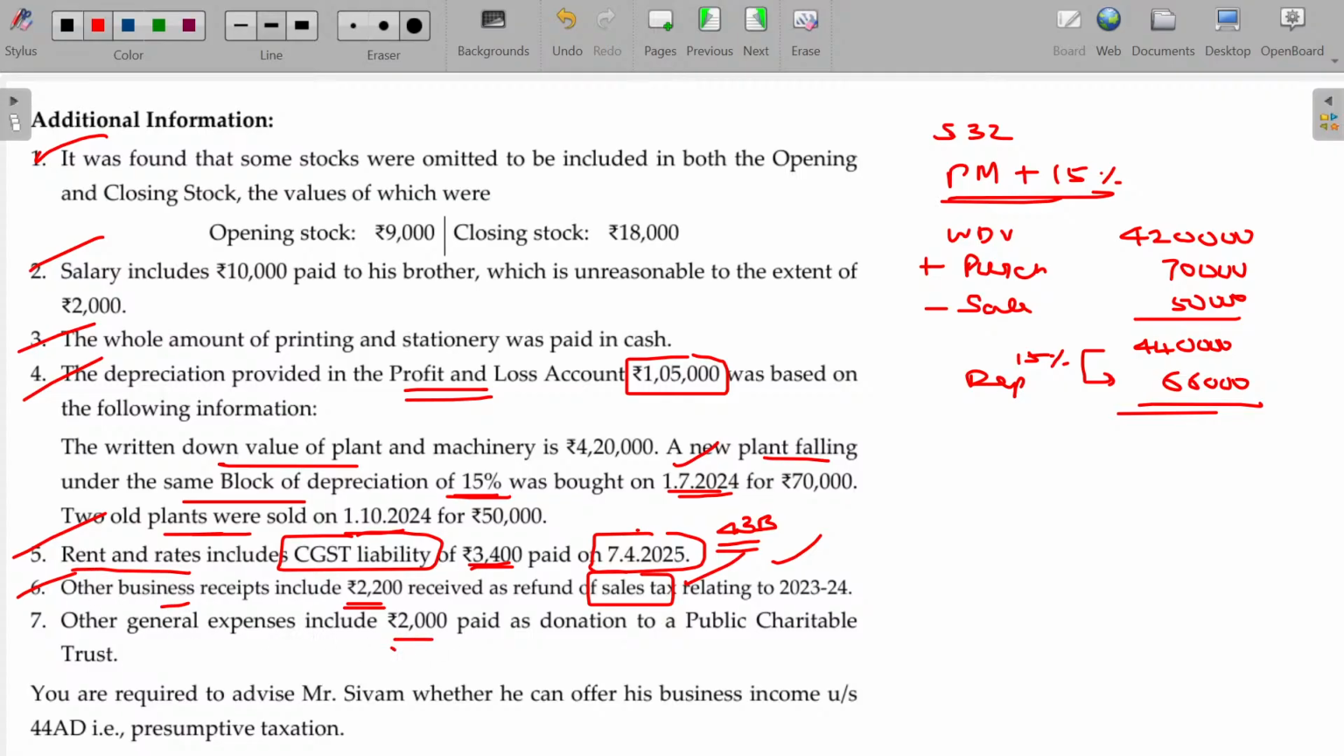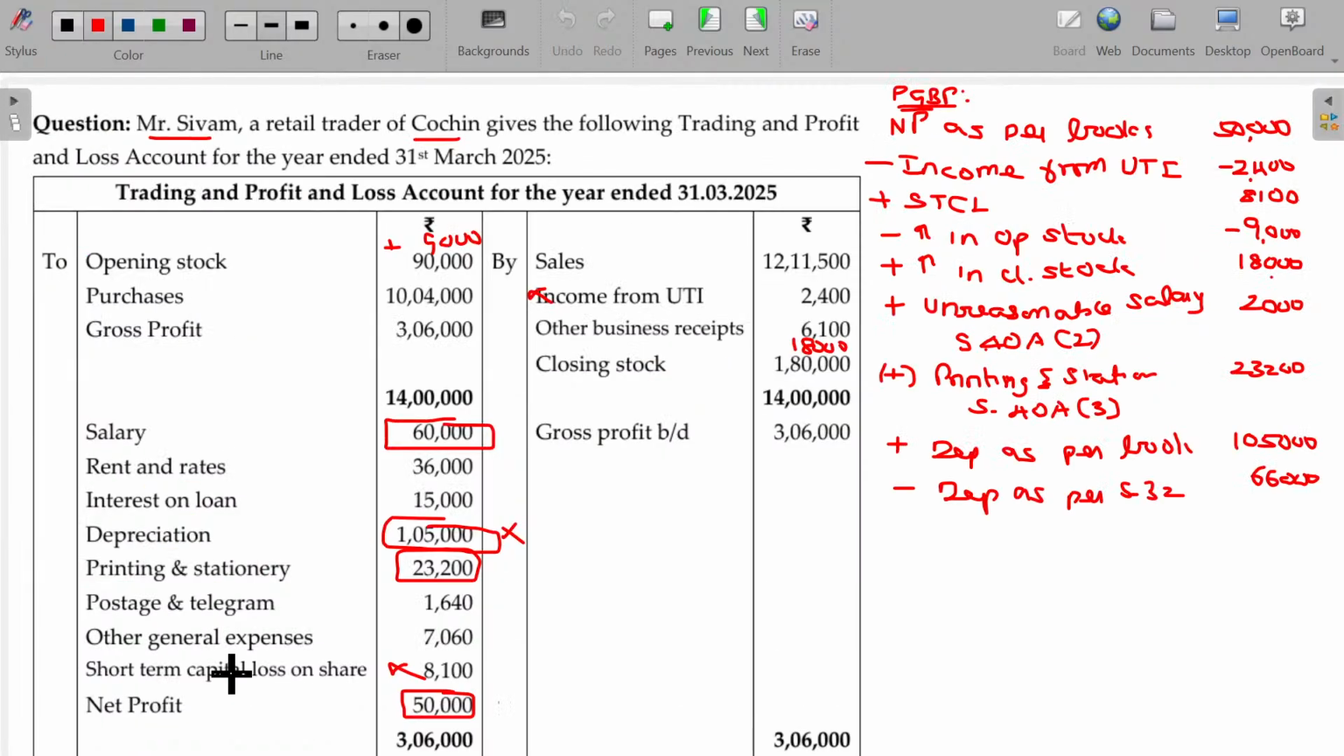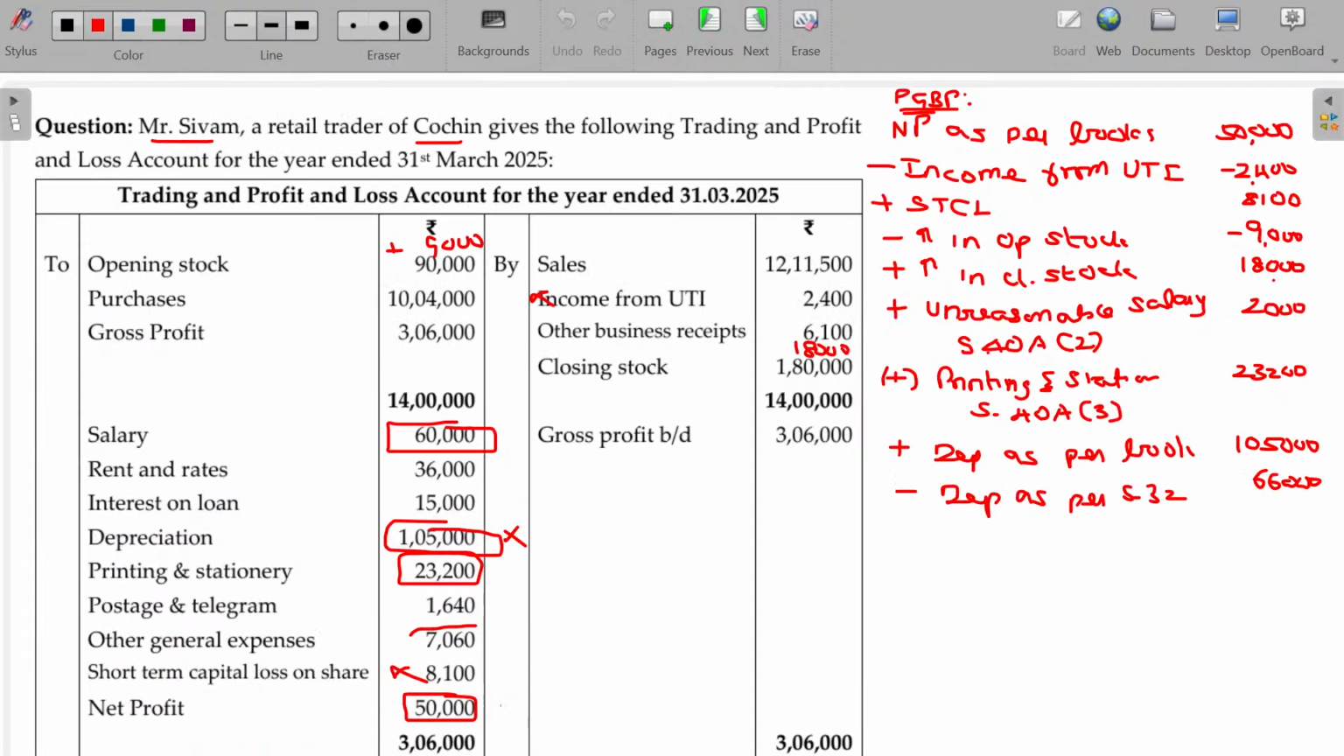Other general expenses include 2,000 paid as donation to public charitable trust. Donation is not a business expense. In case of donation, contribution only falls under section 35, which is nothing but contribution to scientific R&D purpose. But here it is not for scientific R&D purpose, so this is disallowed. This 2,000 rupees in general expenses is disqualified to the extent of 2,000. So add donation to public charitable trust, which is disallowed, the value being 2,000. Clear?